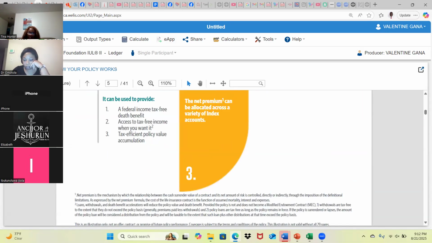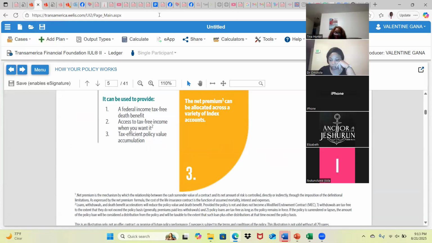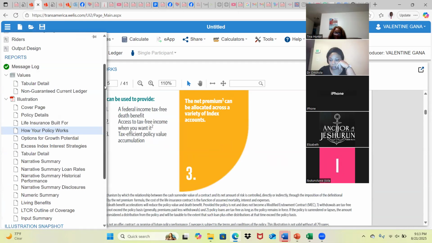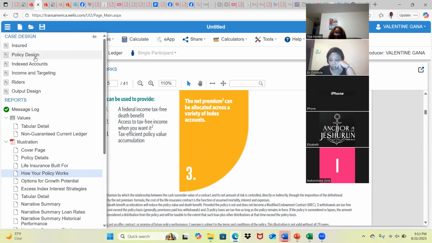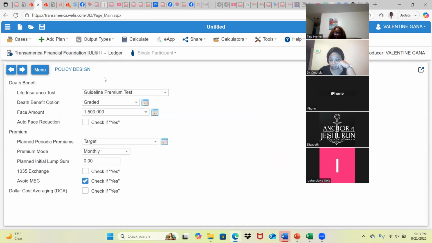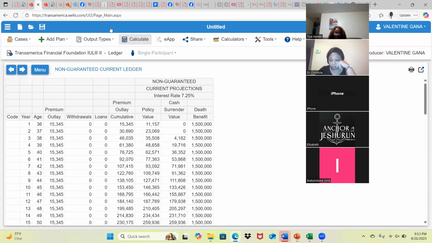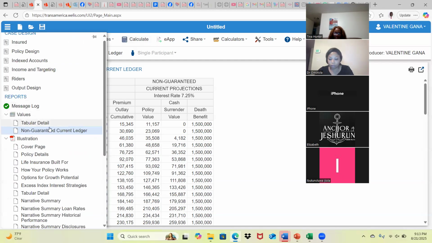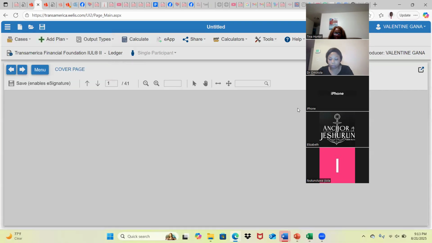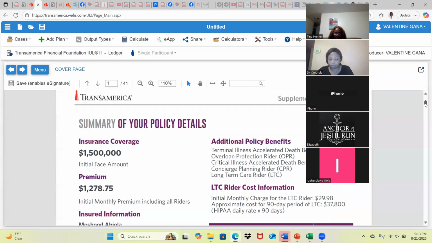Let's go back and run it with level. Remember, we ran this with graded, right? So you asked the question on what does graded mean. I really want to have you understand it. So let's say you go run this with level, okay? And that's the only thing we changed. So let's do calculate. Level means your death benefit will not increase. Okay, you'll grow cash in the policy. Let's again go to the cover page.